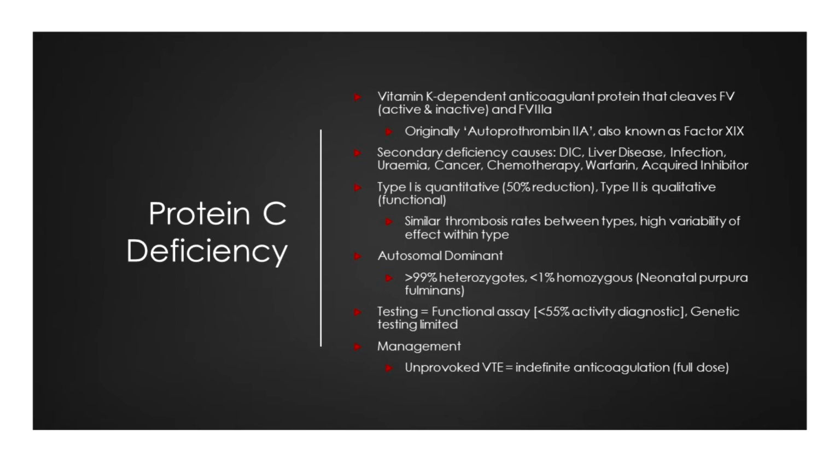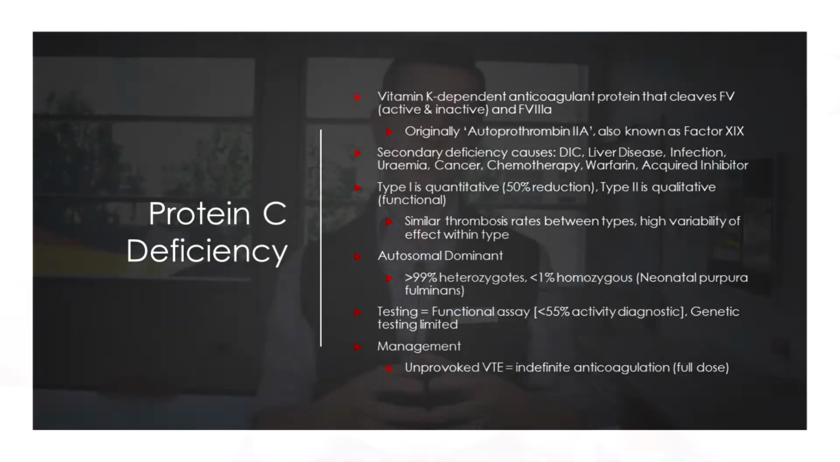And in some cases, you can have an acquired inhibitor of protein C, which is obviously more difficult to treat. So there are a few types. Type 1, which is more common, is quantitative, so we say there's 50% reduction of protein C. And type 2 is qualitative, so you've got the right amount, but it's not actually working as it should. We find that there are similar thrombosis rates between type 1 and type 2, and within each of them, it's not like there's a set activity. It varies in terms of the amount of effect between type 1 and type 2.